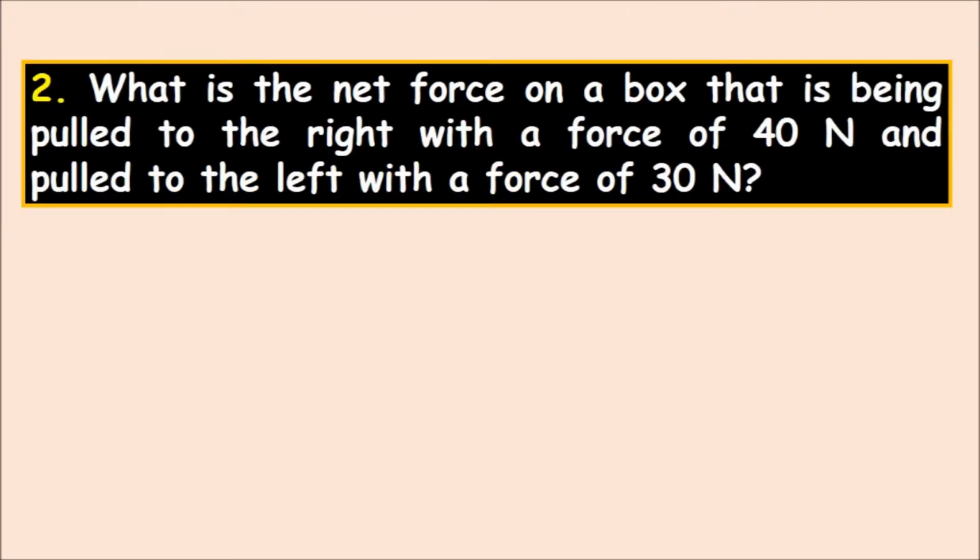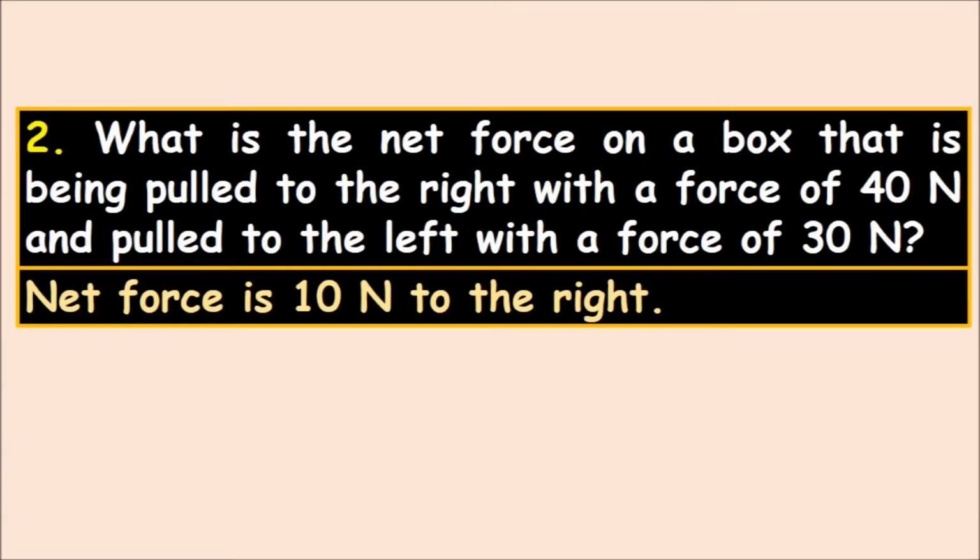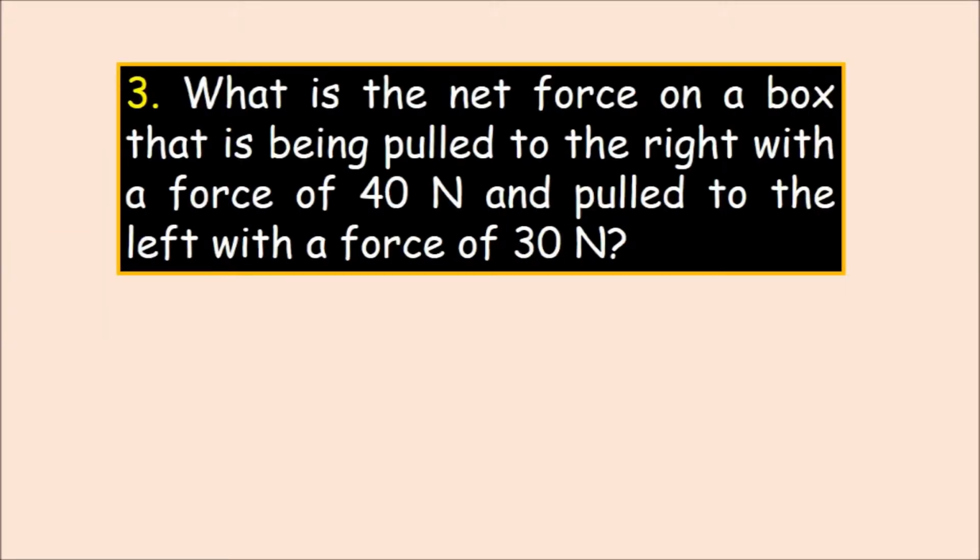What is the net force on a box that is being pulled to the right with a force of 40 newtons and pulled to the left with a force of 30 newtons? Well, it would be a difference of 40 and 30. You'd actually add them. However, you'd have to assign one of them positive and one of them negative, and then you combine them. And the answer would be 10 newtons, and it would be to the right. If you didn't combine them, you'd have to put your answer in terms of right or left.